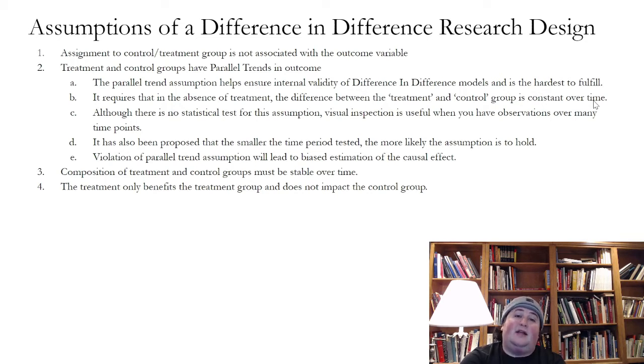You could imagine that if the states were right next to each other, this could actually be problematic, right? Because let's say the law increased the prices of something in the treatment state, then people could go over the border to the control state to buy it, right? And so that would violate assumption number 4, which is that the treatment only benefits the treatment group and does not impact the control group, right? Because then there's sort of intermingling.